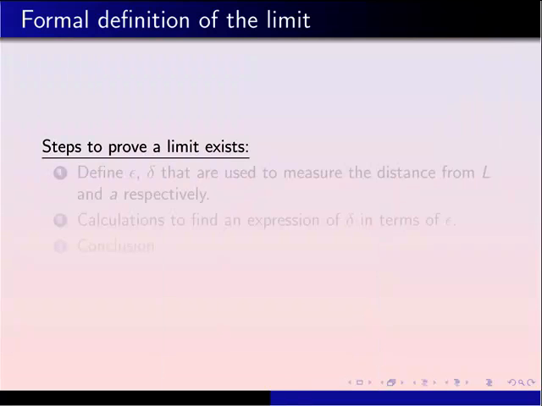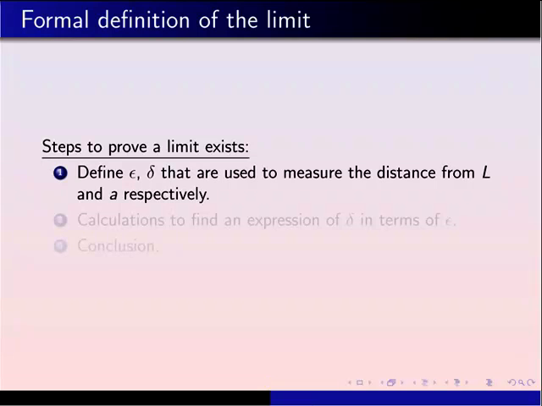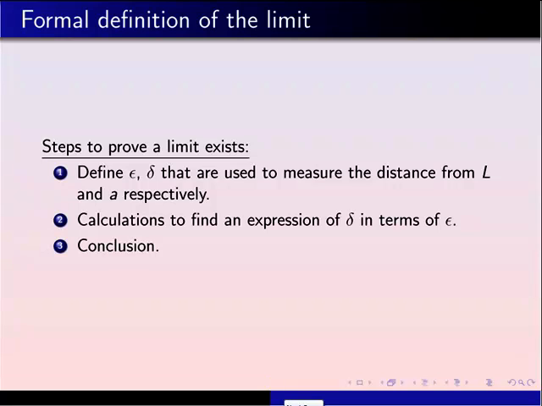The steps to prove the limit exists are three general steps. The first one is that we need to define notations for the distance, which we mean by epsilon and delta, that are used to measure the distance from L and a respectively on the y-axis and on the x-axis. And then, once we define these two symbols, we need to make some calculation to find an expression of delta in terms of epsilon for a given epsilon. And the last step is that we need a conclusion, to conclude that the limit exists if all these three steps are guaranteed and satisfied.